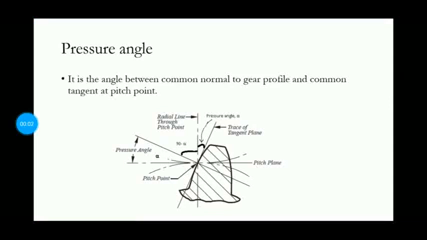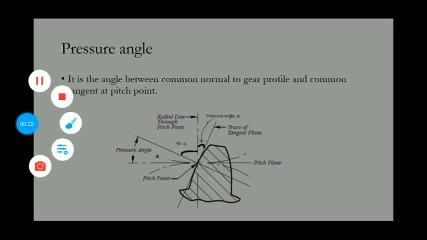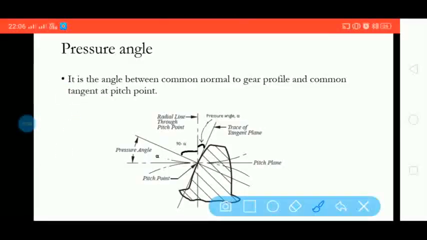Okay, so next is pressure angle. So you read that definition first. The angle between the common normal to gear profile and the common tangent at pitch point. Okay, so you have to find two lines. One is the common normal to gear profile. Next one is the common tangent at pitch point. So first you will see what is the common tangent at pitch point. So what is pitch point? Pitch point is where both pitch circles meet. So what will be the common tangent at pitch point? Tangent to both the pitch circles.